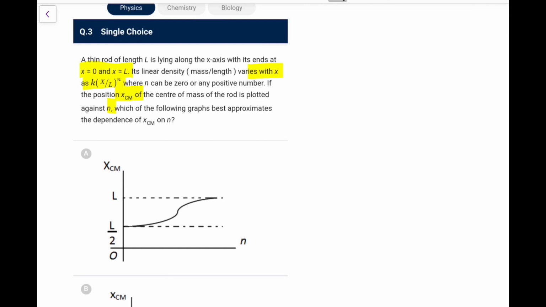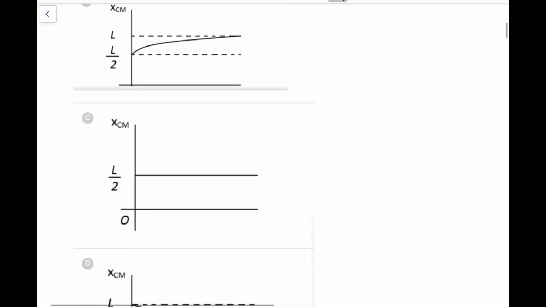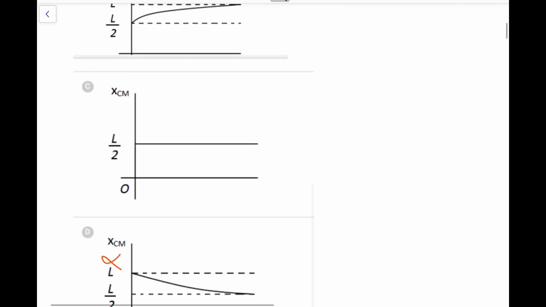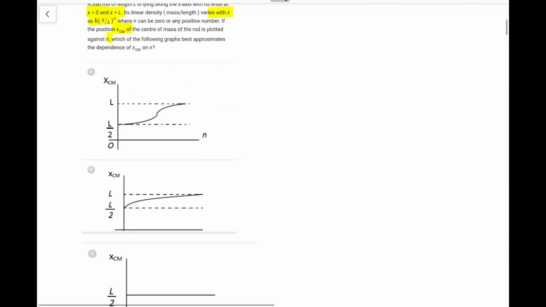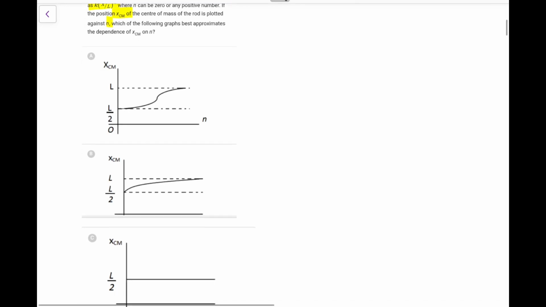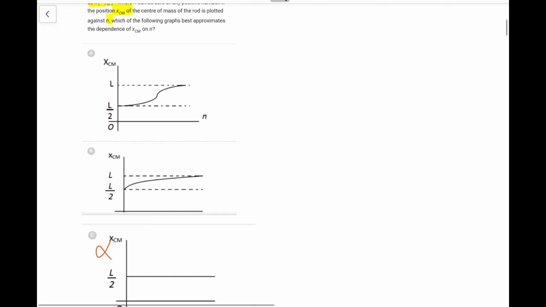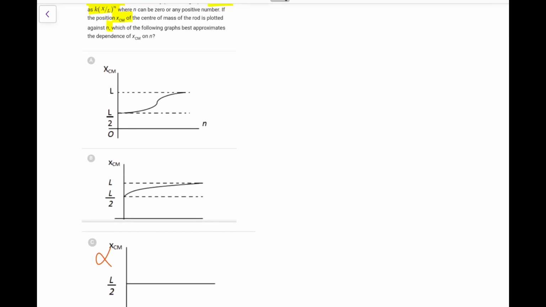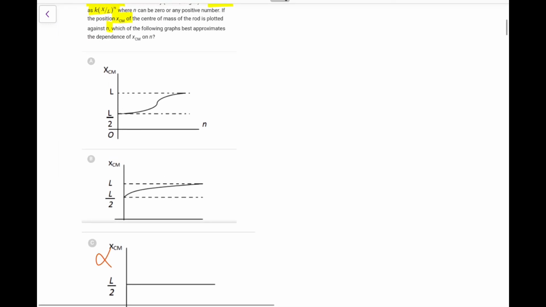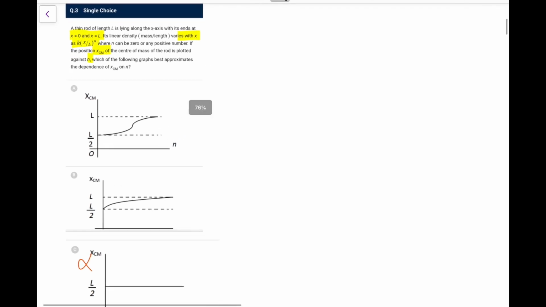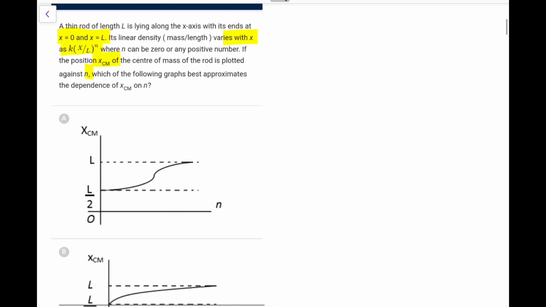First of all, for n equal to 0, it is a uniform rod, and for uniform it should be L by 2. So from this observation, option D is rejected. Also, if it varies with x to the power of something, x_cm cannot be L by 2 always, so option C is also rejected. Now regarding A and B, you have to make out how it is going to be, and you can clearly see the variation cannot be like A, it has to be like the B one. And if you want to calculate, you can do this also.